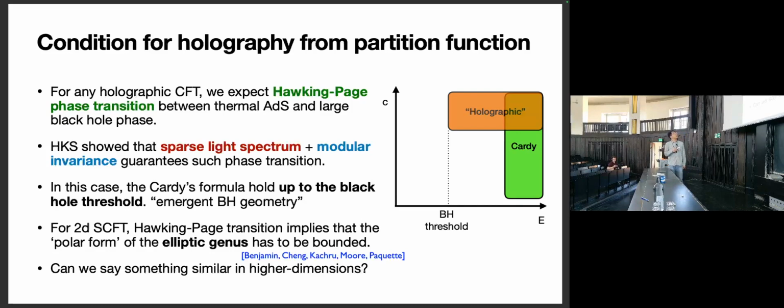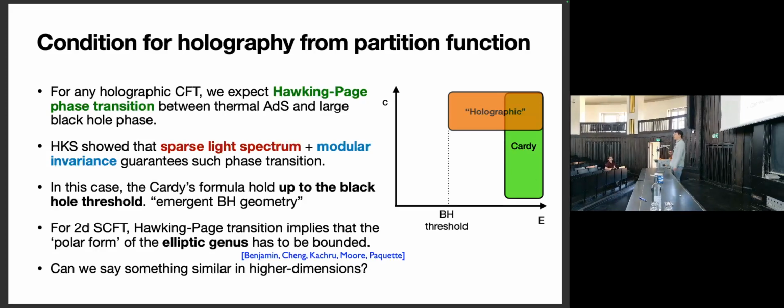Now, if you consider the same problem in the context of superconformal theory, then you can study what's called the elliptic genus. What these people have shown is that if you do a similar analysis of demanding Hawking-Page phase transition of the elliptic genus, then it gives rise to a certain bound on the so-called polar part of the elliptic genus. So these are all very beautiful results in the context of AdS3/CFT2. And my goal today is to say something about higher dimensions.